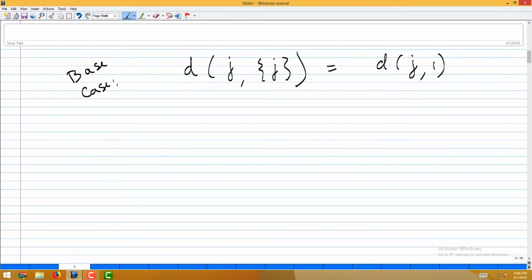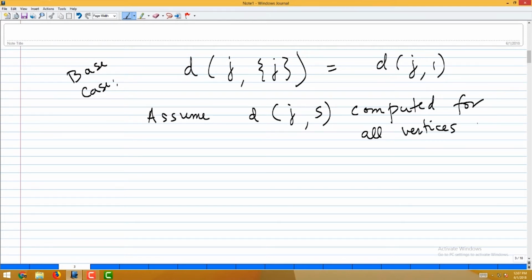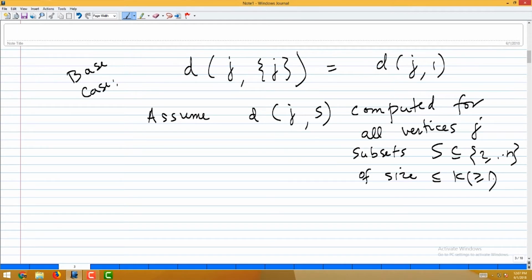Now, at the induction step, assume that you have computed d(j,S) for all vertices j and subsets S contained in {2,...,n} of size at most k, where k is greater than or equal to 1, because for size 1 we have computed it. Now, I want to compute for a larger set, d(j,S) where S is of size k plus 1.